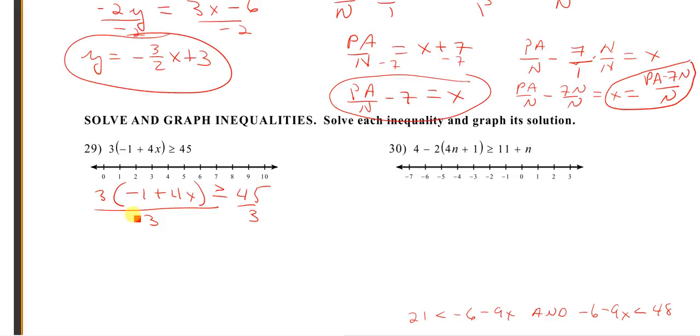And when I do that, I'm going to have negative 1 plus 4x is greater than or equal to 15. Now I didn't divide by a negative, so the sign doesn't switch. I'm going to add 1 to both sides. Adding a 1 to both sides gives me 4x is greater than or equal to 16. Dividing by 4 gives me x is greater than or equal to 4.